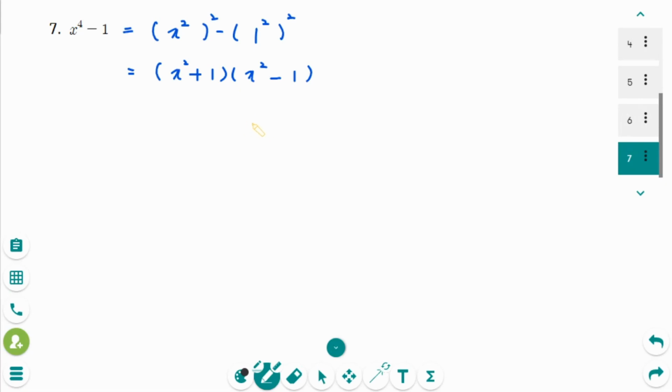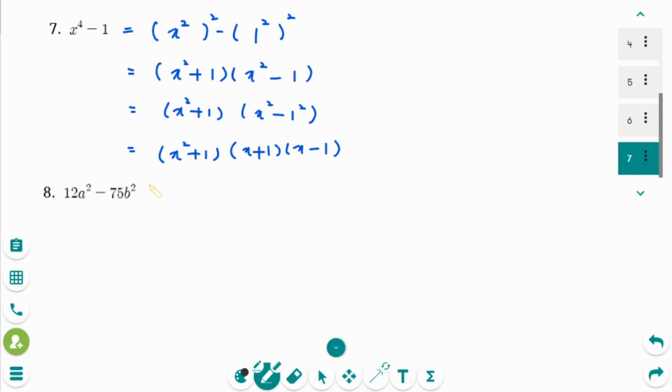But we are not done yet, because x squared minus 1 is also the difference of squares. So first one is the same, and second one is x squared minus 1 squared, like this. So x squared plus 1, then this one is again x plus 1 and x minus 1. Usually factor means factor fully or factor completely, so this is the final answer.